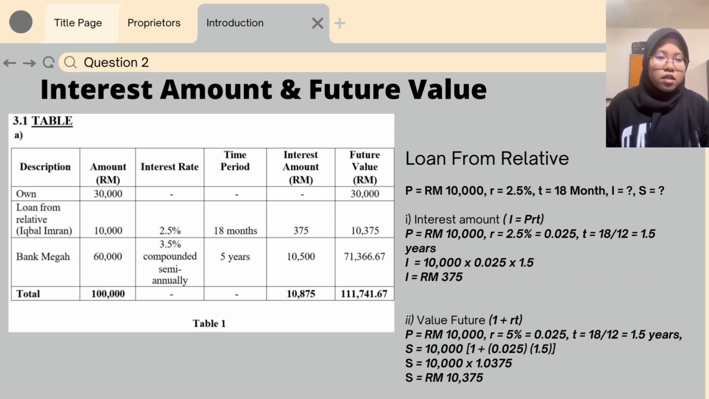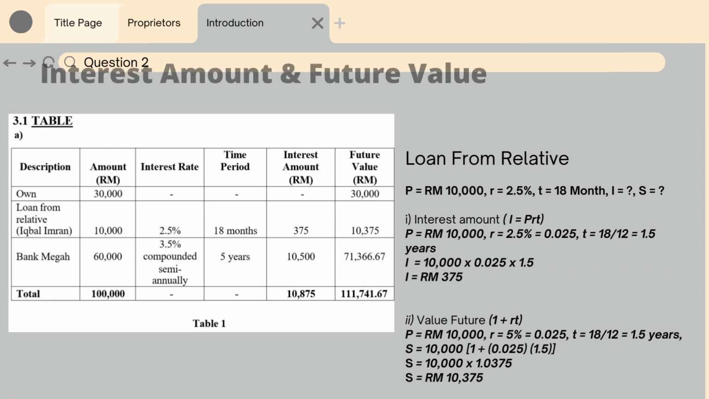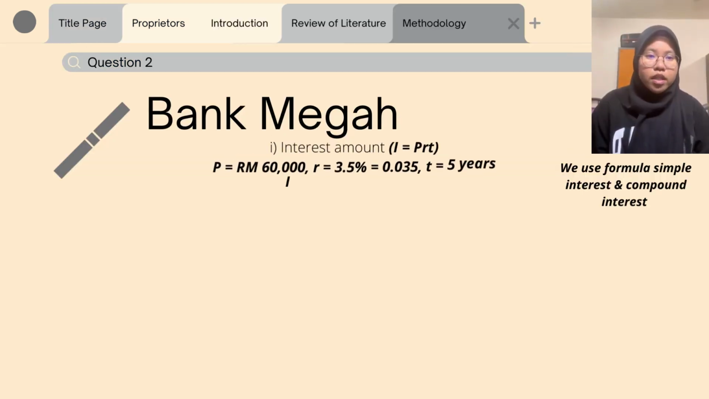So for future value, we use the formula P times 1 plus RT. So principal is 10,000, R is 5%, T is 18 months equal to 1.5 years. So we have RM 10,375.